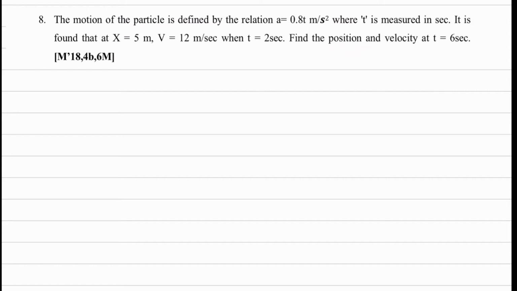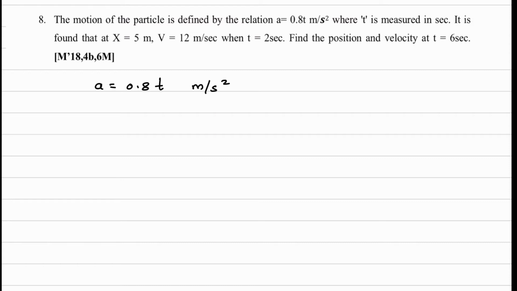So what is the equation given over here? Acceleration is equal to 0.8t meter per second square. Okay, and some boundary condition has been given over here. If you substitute that value, you will get value of c, constant. So first we require relation between the time and velocity. Okay, we'll do that part first.